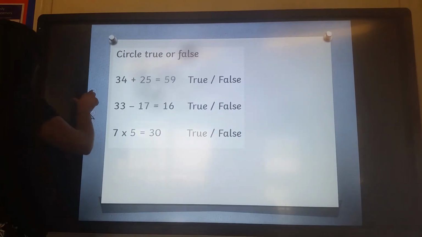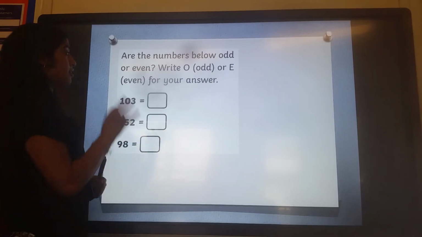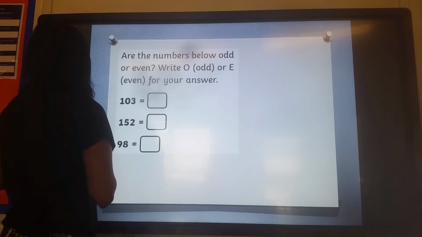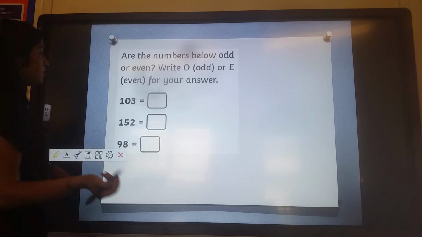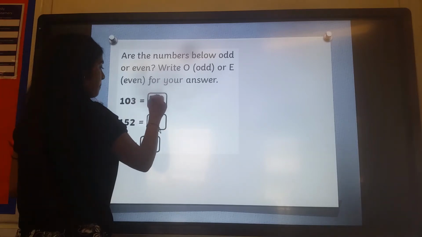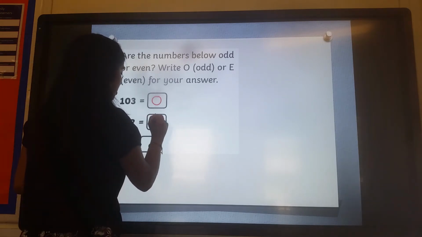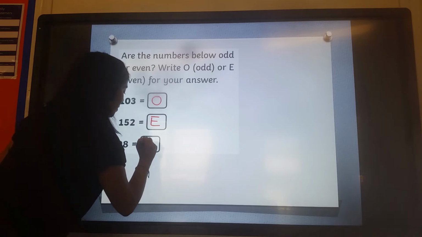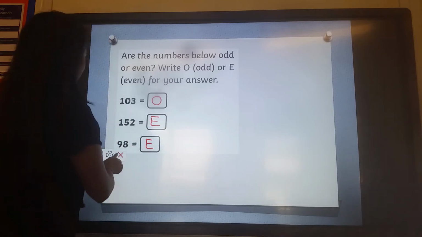Next question. Are the numbers below odd or even? Right, O for odd or E for even. Off you go. Are we ready? Okay, let's have a look. So 103, that's an odd number. 152, that's an even number. Right, E for even. And 98, that's also an even number. Okay, so well done if you got that question correct.